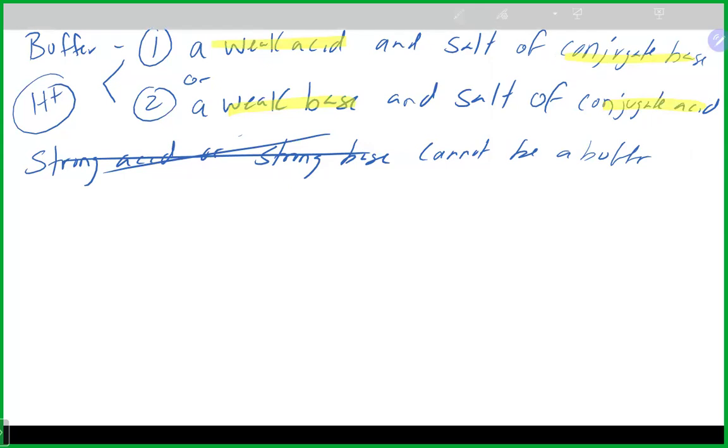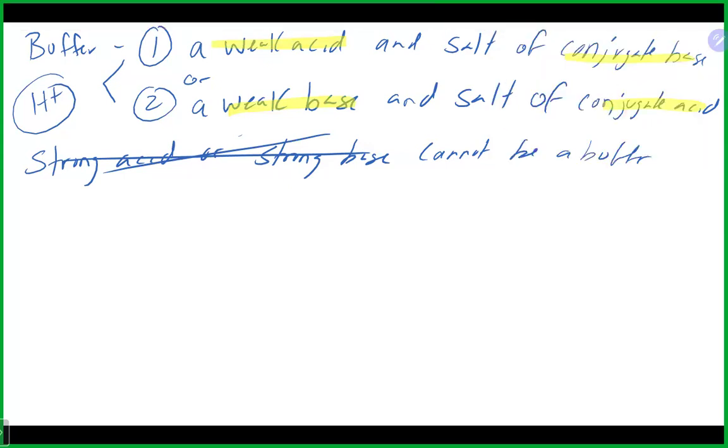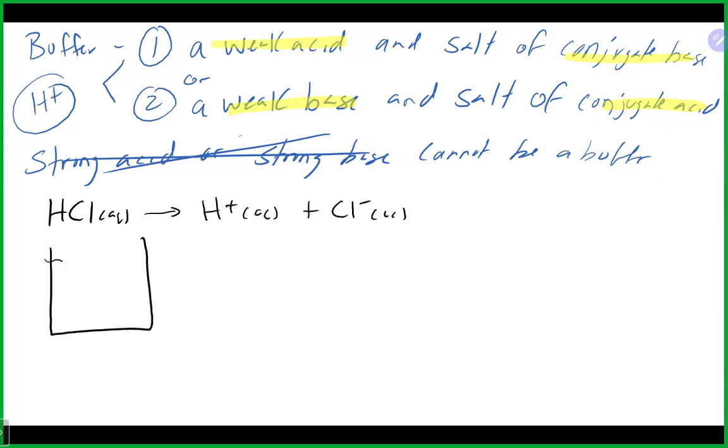The reason a strong acid or a strong base cannot do that is if we took something like hydrochloric acid, which is a strong acid, and we wanted to make a buffer out of it, what would happen is it would break apart in solution to H plus and Cl minus. And when we look at this solution, we would have basically H pluses around and Cl minuses, which means this is really our acid. This is our conjugate base in this case.